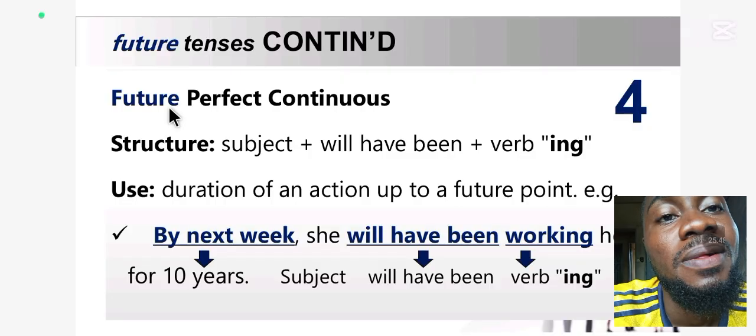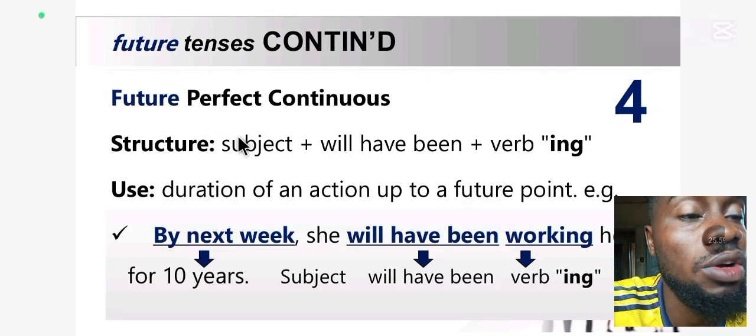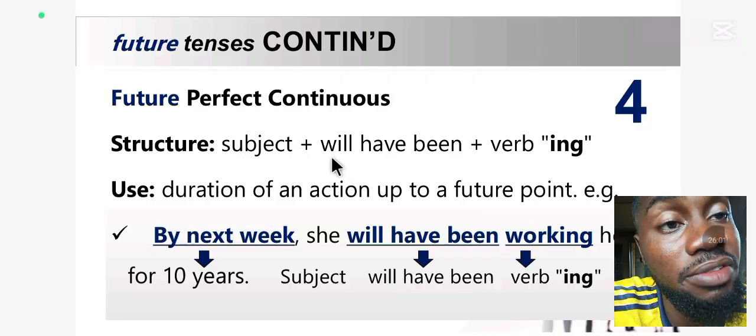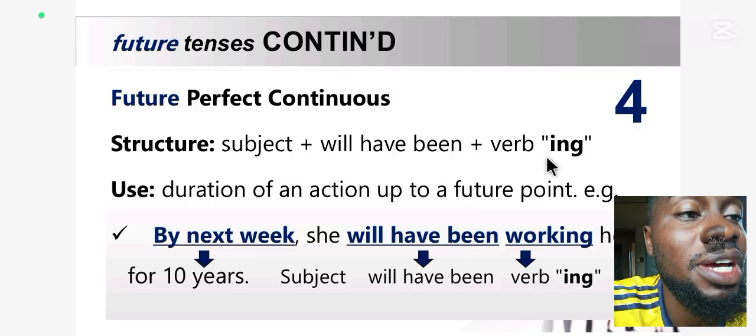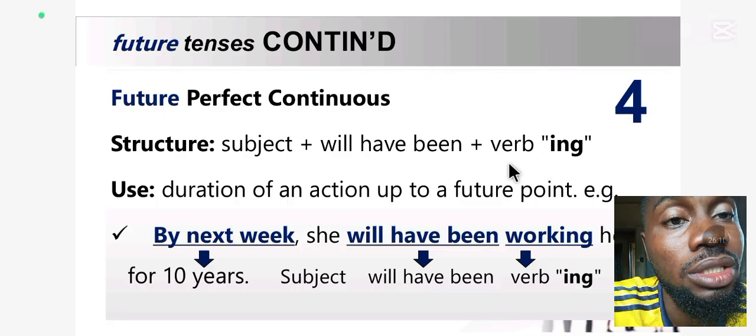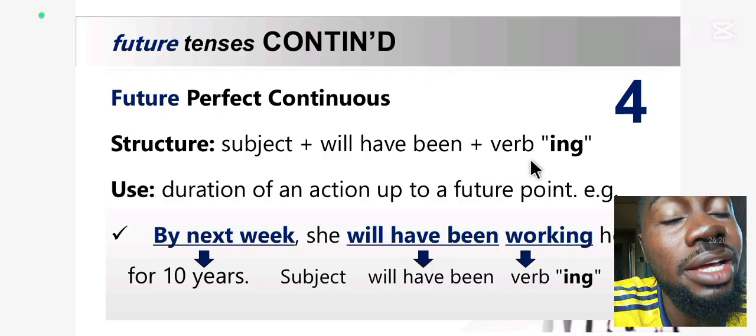Moving on. The fourth and final form of future tenses: future perfect continuous. What is the structure of a future perfect continuous tense? The structure says it has a subject, it has will have been, and it has a verb ending in ing.